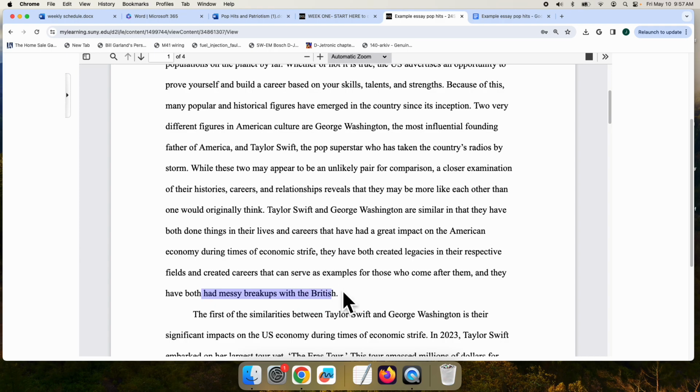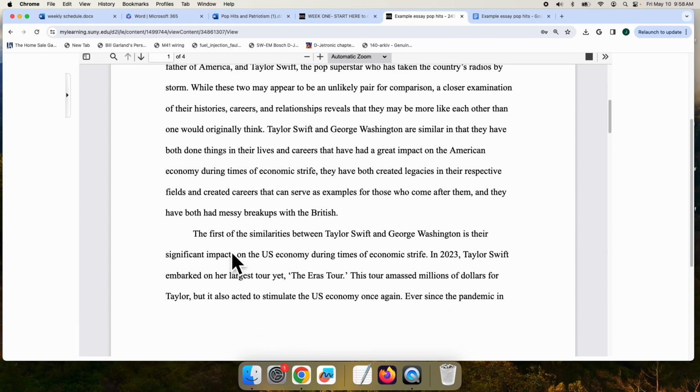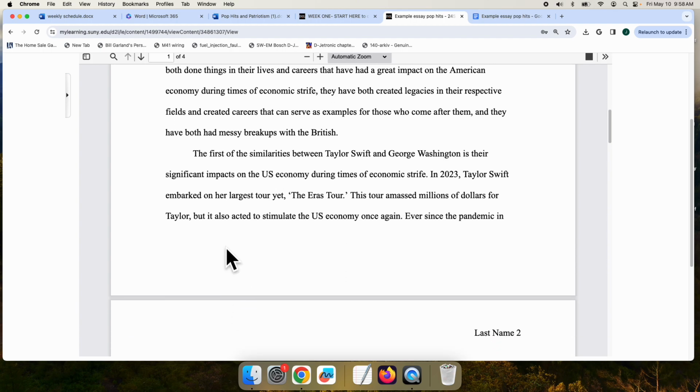So we can always trust the thesis statement to let us know where we want to look in a paper if we have specific interests. So for example, if you are really interested in the American economy, from this thesis you know to focus on body paragraph 1. Let's take a look. Notice the topic sentence. It matches the first prong on the thesis. The first of the similarities between Taylor Swift and George Washington is their significant impacts on the U.S. economy during times of economic strife. You can hear that echoes the first thesis prong.